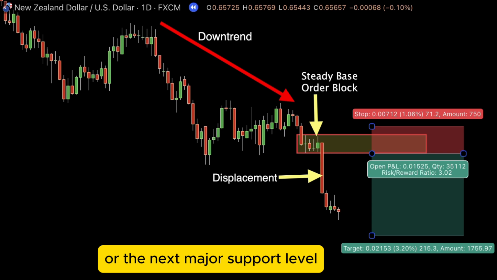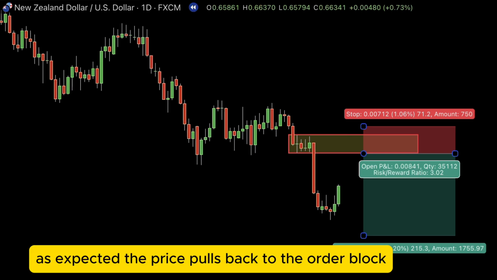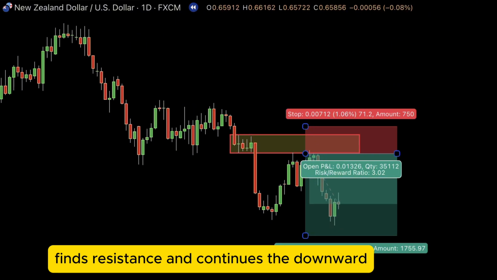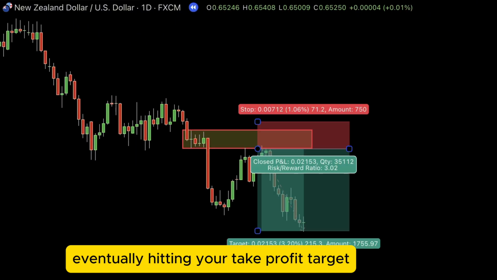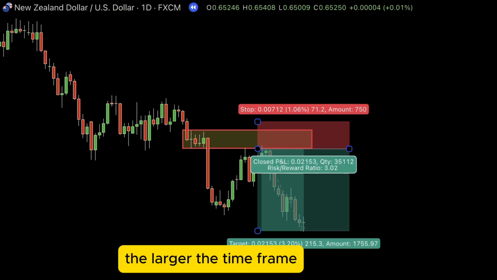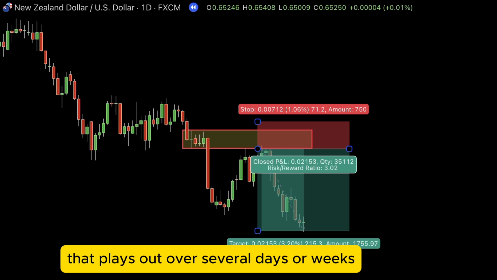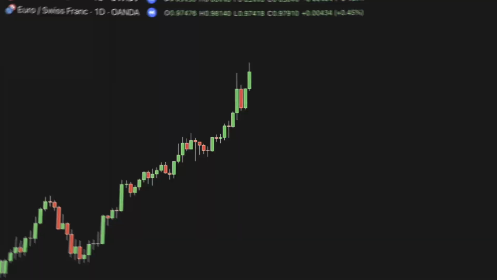major support level. As expected, the price pulls back to the order block, finds resistance, and continues downward, eventually hitting your take profit target. The larger the time frame, the more significant the reaction, and in this case, the daily chart provides a high probability trade setup that plays out over several days or weeks.